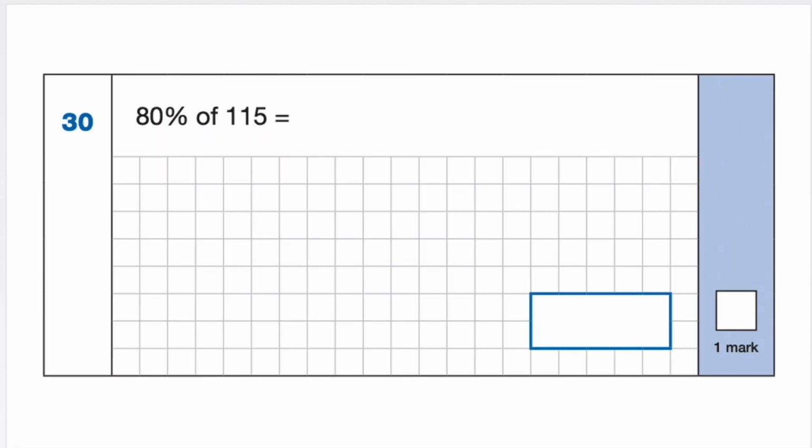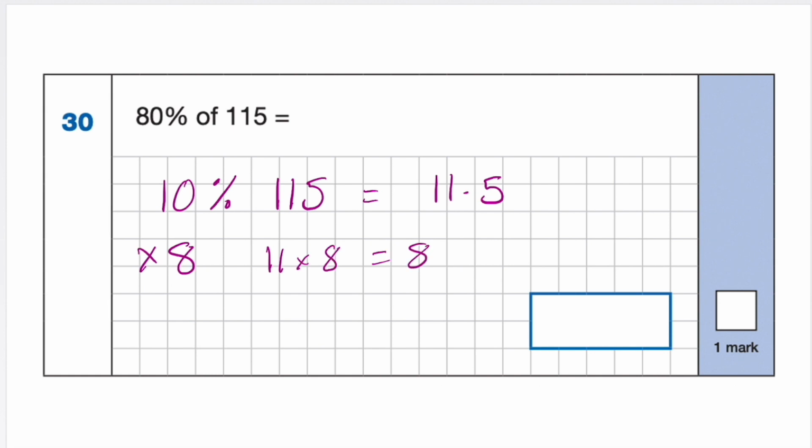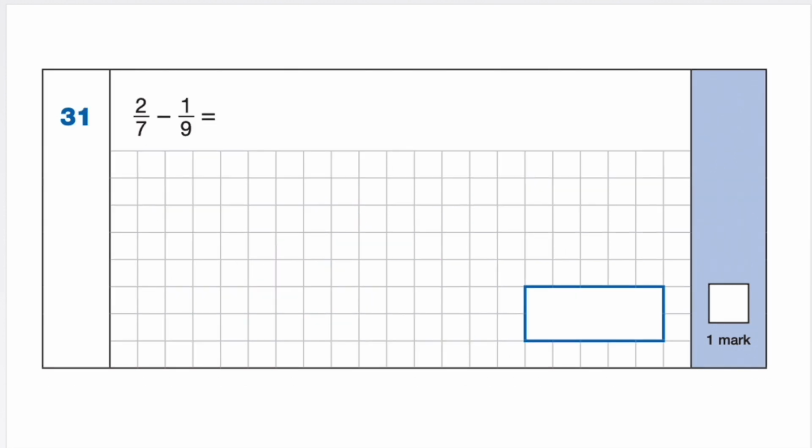Okay, question 30. 80% of 115. Well, with any percentages, it's easier to just work out 10%, so let's do 10% of 115 will equal 11.5. If you can't see that in your head, just do your place value chart, and then we're going to multiply it by 8. So first I'll multiply 11 times 8, which is 88, and then 0.5 times 8, which equals 4. Add the two together, 92. Giving me an answer of 92. Okay, we're getting towards the end now.